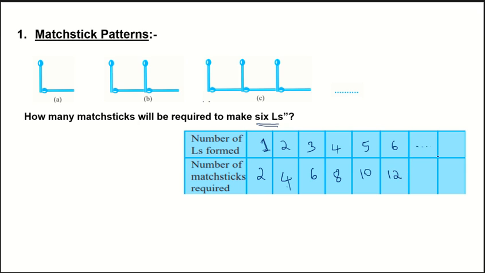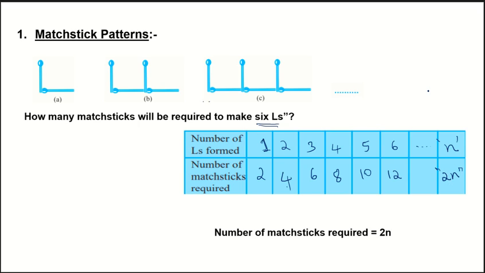If I do this so on, children, for n number of L's, I require twice of them. You could see that logic here by seeing the pattern. For 1, 2; for 2, 4; for 3, 6; for 4, 8; for 5, 10; for 6, 12. So for n, it would be 2 into n, 2 times n. So this is the logic which we have used.